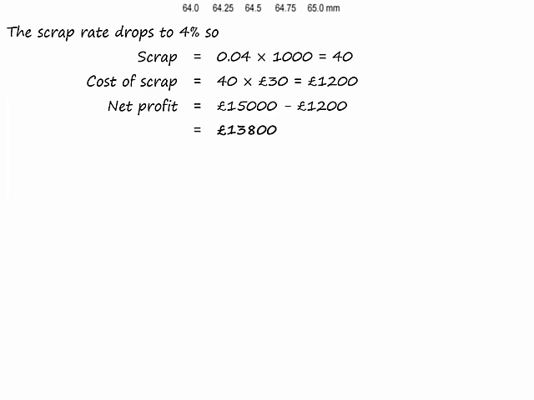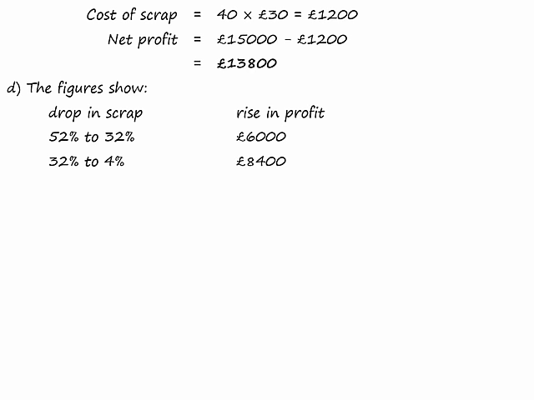Part D. Why do we think our answers are correct? Well, if we look at the drop in scrap rate from 52 to 32%, we have a rise in profit of £6,000. And if we look at the drop from 32% to 4%, we have a rise in profit of £8,400. This is a 20% change, and it gives us £6,000 profit, so that's £3,000 for every 10%. This is roughly 30%, and that's roughly £3,000 for every 10%.